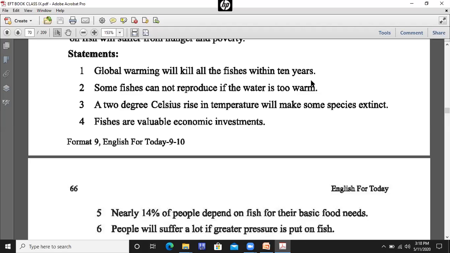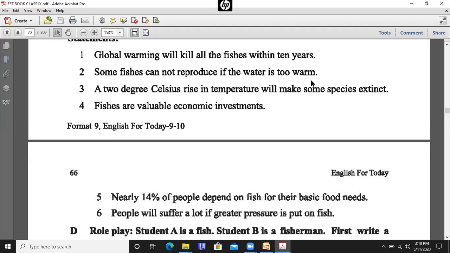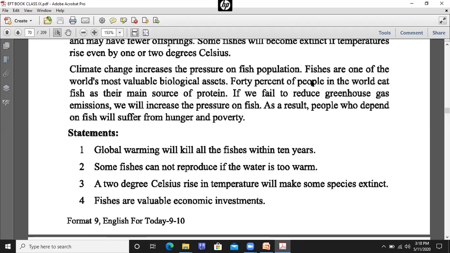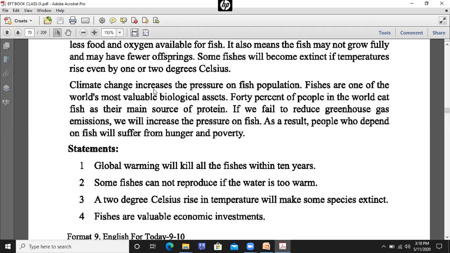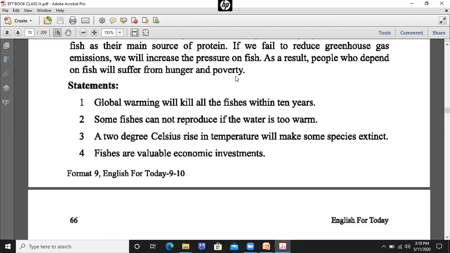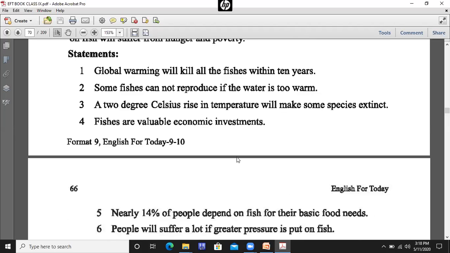A 2 degrees Celsius rise in temperature will make some species extinct. You have seen that 1 or 2 degree Celsius. Here it is, by 1 or 2 degree Celsius. So the statement is what? True or false? The statement is true. Fishes are a valuable economic investment. It is also true.